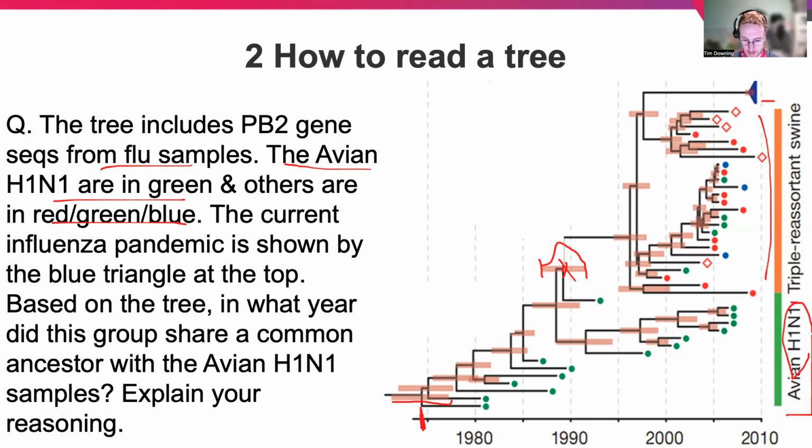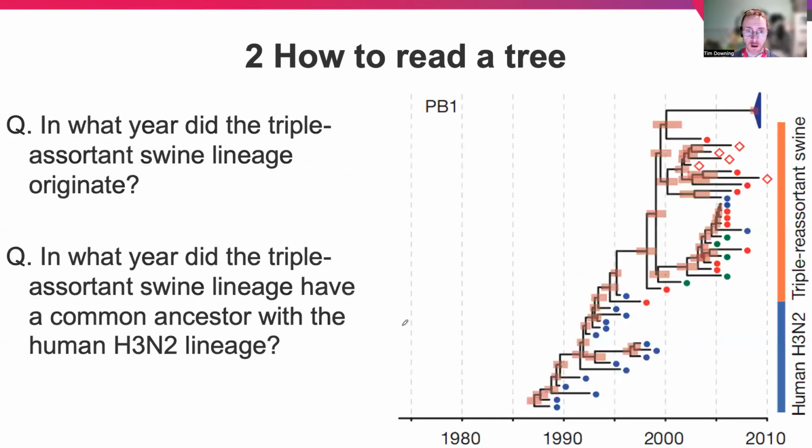In another, final example, we can think about in what year did the triple assortment swine lineage originate? This is from the PB1 segment of flu again. So we've got our triple assortment swine out here. And what we can do is then look back at our ancestor in this particular tree and try to identify, so that node appears to be part of it. When did that occur? So that appears to be 1995, with maybe 1994 to 1996 as an option.